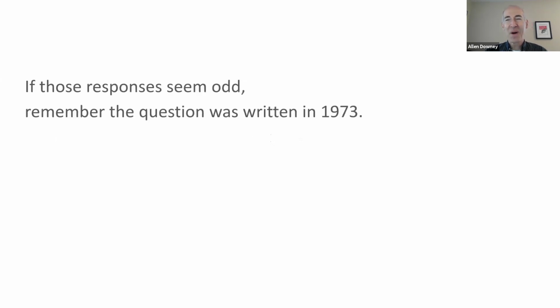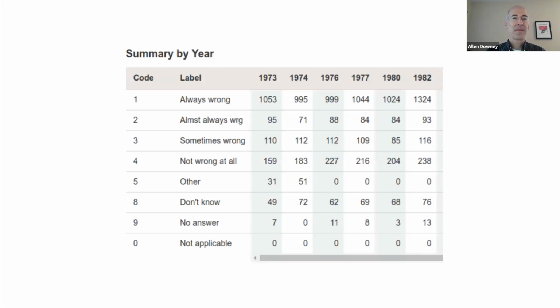Now, the choices that the respondents were given might seem a little odd now, but the question was written in 1973, and they try not to change the text because every time you change the text, you elicit somewhat different responses. And in fact, in 1973, a large majority responded always wrong. So looking down the first column of this table, the responses in 1973, about 1,053 people said always wrong, and the other responses were in the hundreds to 200s.